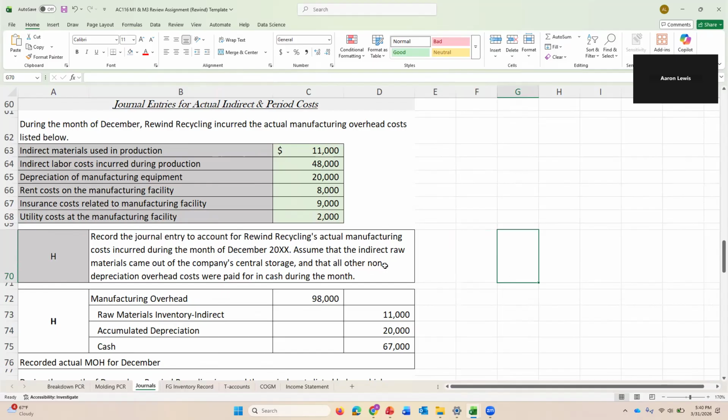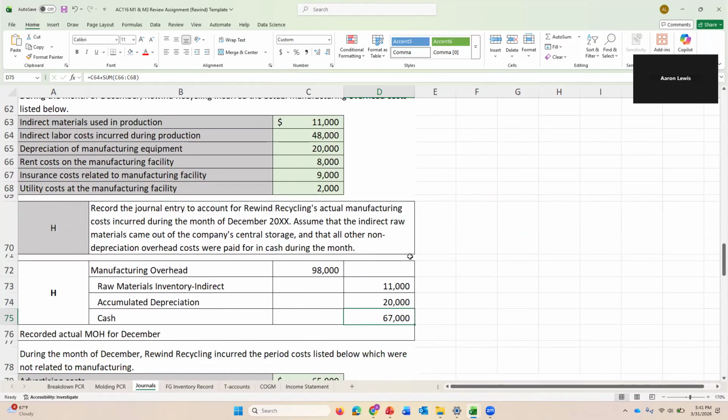We're told over here that all other non-depreciation overhead costs are paid for in cash during the same month. Well, that means that the depreciation cost, this $20,000, would get booked to accumulated depreciation, so that's a credit there. And then for cash, we need a credit to cash for the other costs besides those two items, and that would be the $8,000 of rent, the $9,000 of insurance, the $2,000 of utilities. You add those three numbers together, you get 19,000, and then add your last cost, which is the $48,000 for labor, and you have $67,000 of costs that are overhead costs that are indirect that we paid for in cash. So I'm going to credit cash for 67 grand.